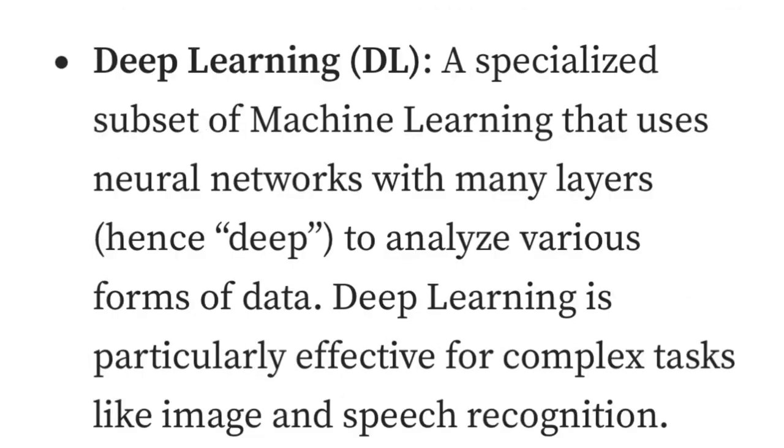Deep learning, a specialized subset of machine learning that uses neural networks with many layers to analyze various forms of data. Deep learning is particularly effective for complex tasks like image and speech recognition. Now, let's dive in to the key types of AI. We have narrow and generative AI.